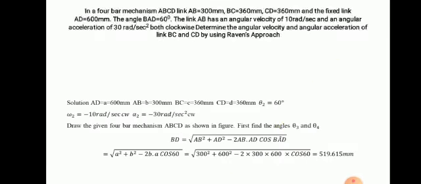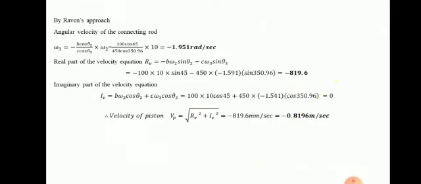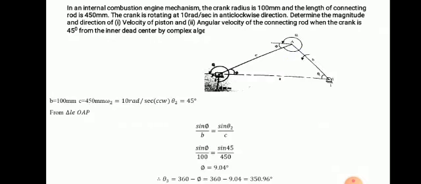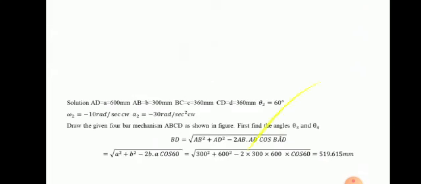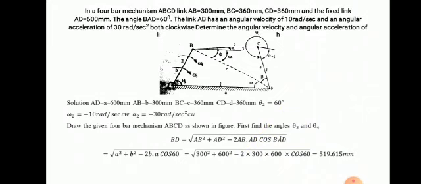Now we can calculate the problem very easily by this procedure. The angular velocity of the connecting rod and the velocity of the piston: omega 3 is calculated, velocity of piston also calculated. Next problem. These are the two problems we have discussed.